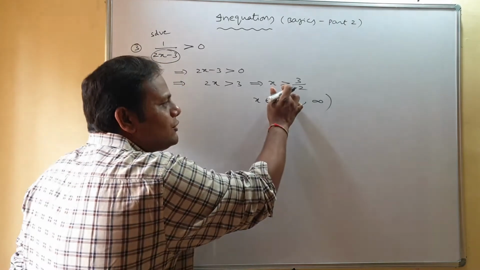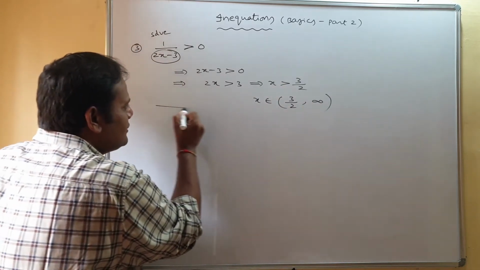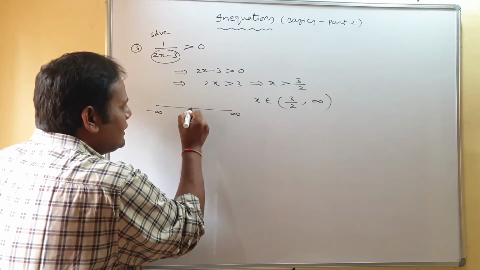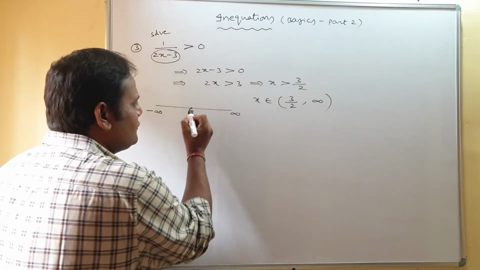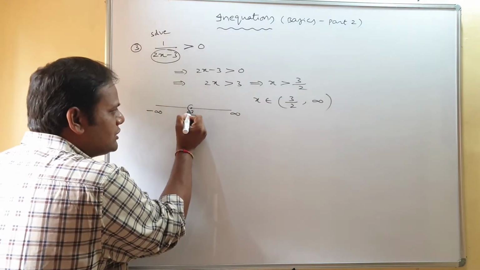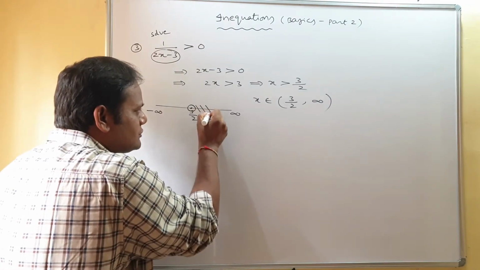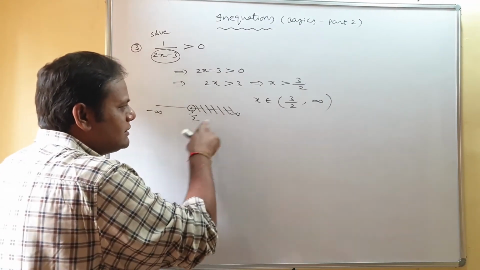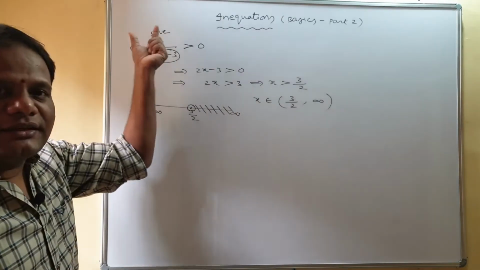Why? Because 3/2 is not included. So if you are confused by that, you take the real line from minus infinity to infinity and you mark 3/2. And here you can observe that we want greater than 3/2. So no 3/2, blank circle. After 3/2 we want, so we want this portion, right? So what is that? 3/2 to infinity. So this is the solution for this inequation.